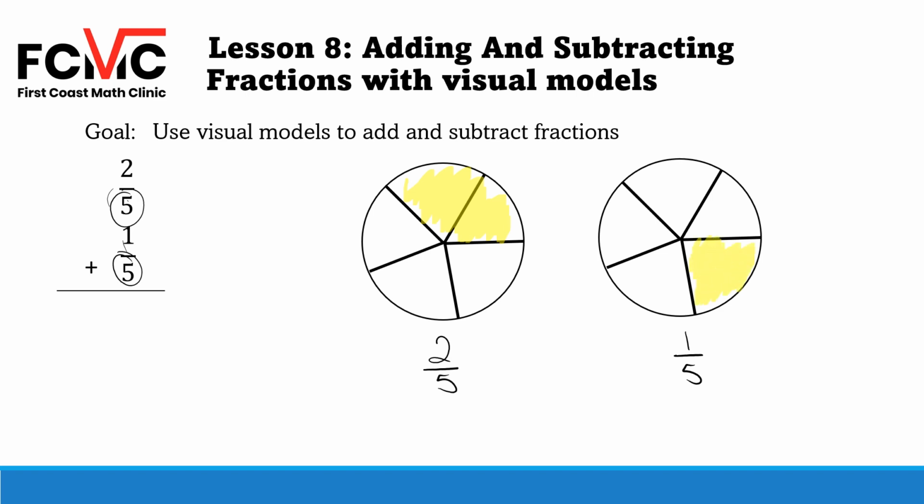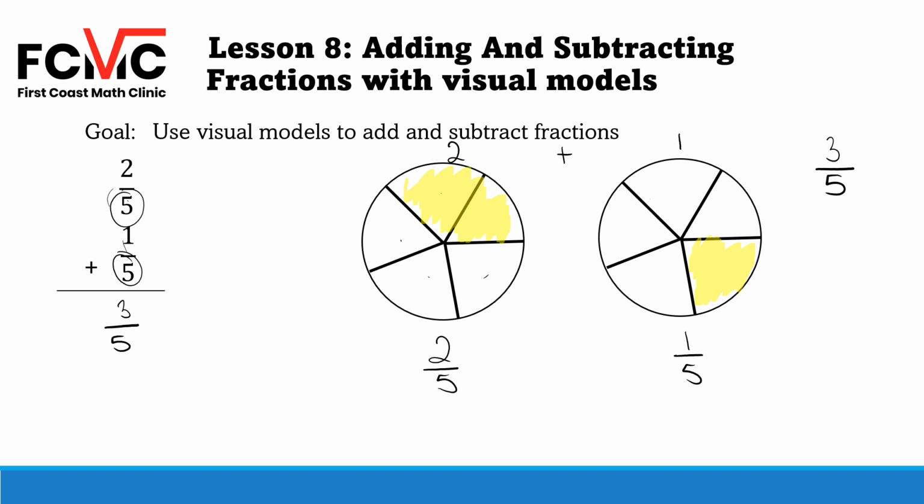Well, I can compare these circles easily because I have the same number of total pieces, right? I've got 5 pieces and then 5 pieces here for each of these circles. I've got 2 pieces in this first circle, 1 additional piece in the second circle. So if I add those up, I've got 3 total pieces, but the total number of pieces hasn't changed, right? I still have 5 pieces and 5 pieces. So I've got 3 pieces out of 5 for my solution.